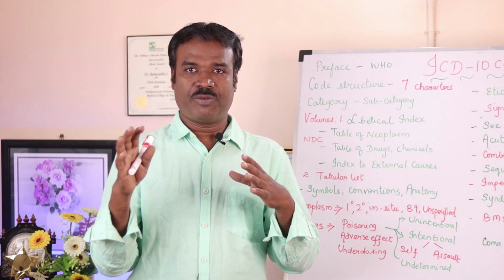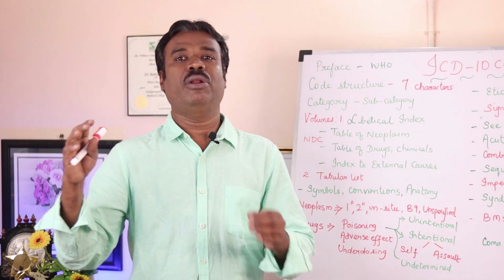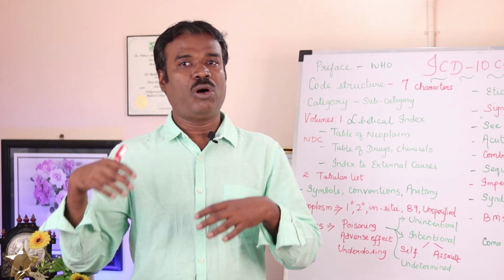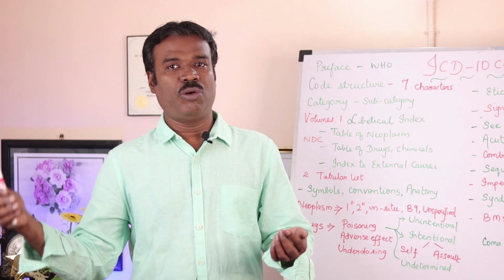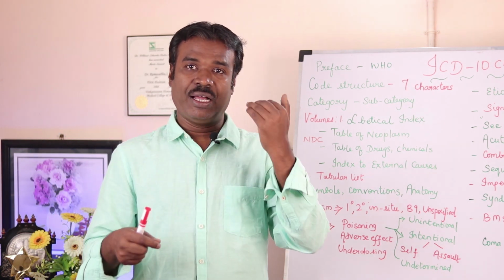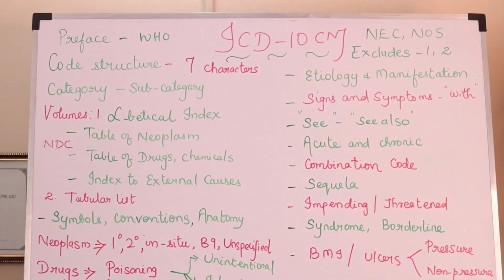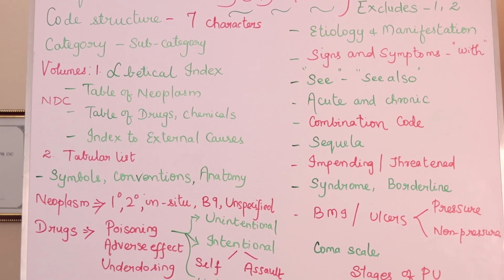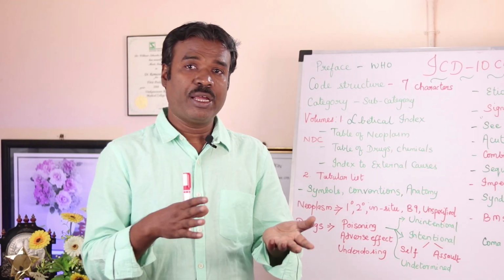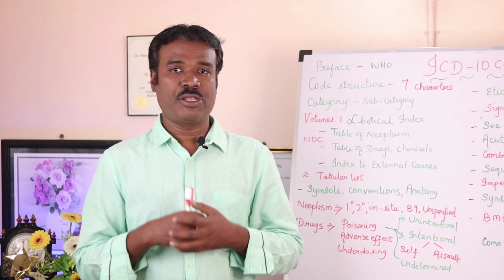Here the sequence of coding would be poisoning by phenol followed by the code for vomiting, that is a symptom. Or if she has become unconscious, the code for unconsciousness, that is the sequence. Whereas for adverse effect, it's just the reverse. You'll have to code vomiting first followed by adverse effect of phenol. Is that clear for you all?